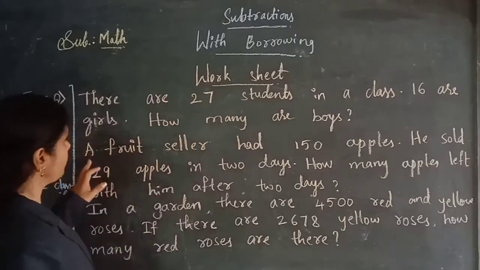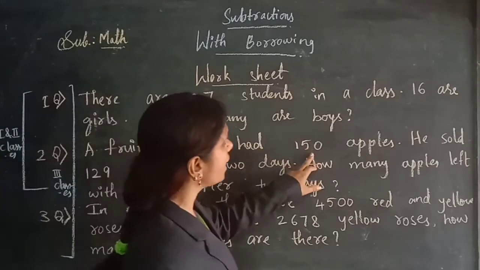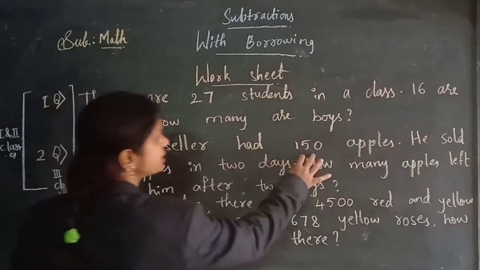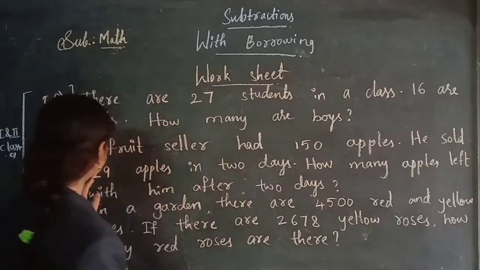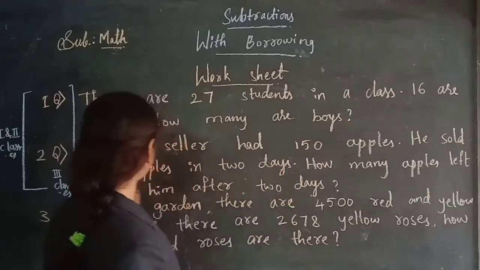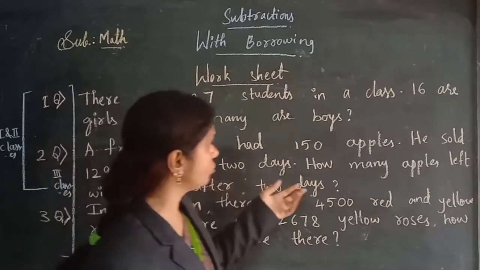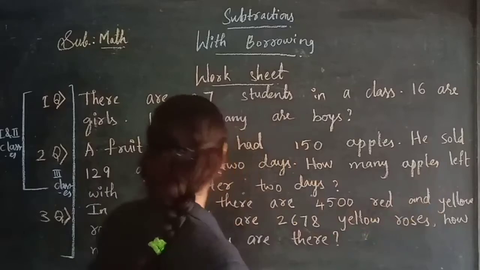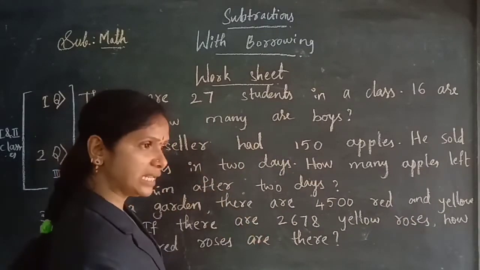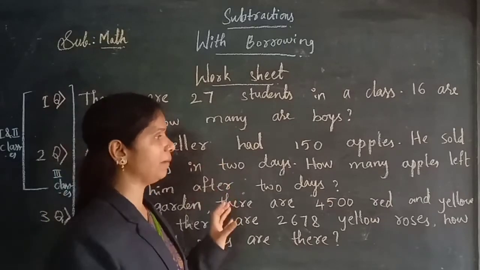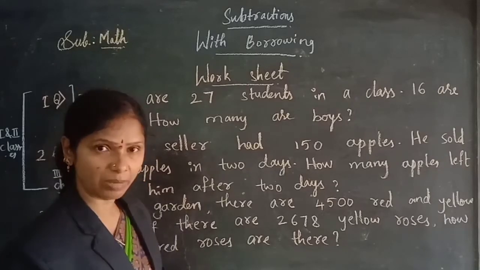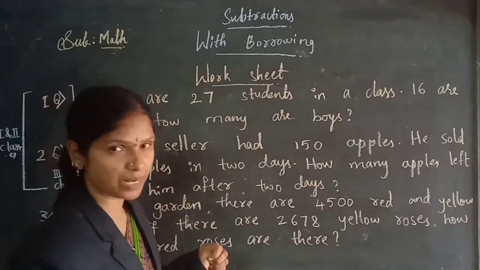Coming to the second problem, a fruit seller had 150 apples. He has a total of 150 apples here. He sold 129 apples in 2 days. Within 2 days, these 129 apples he sold. So what do you need to find? How many apples are left with him after 2 days? Means after selling this many apples, how many will be left after 2 days? You need to find the remaining number, children, nothing but subtraction.